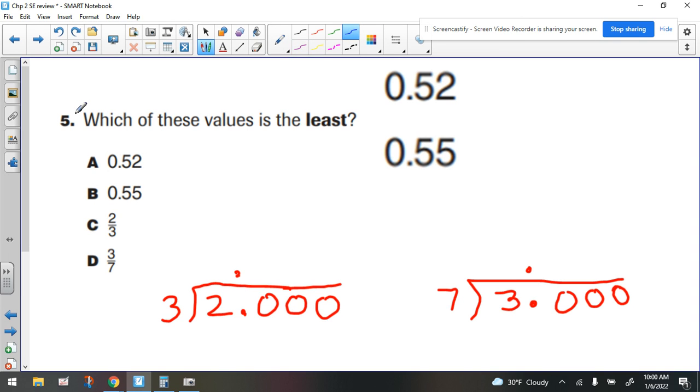We're looking at number 5. They want to know which of these values is the least. Whenever you have a mixture of decimals and fractions, it's best to turn the fractions into decimals. These are already decimals, so I just have them written largely over here for comparison purposes, because remember, we're going to be looking at each place value separately.